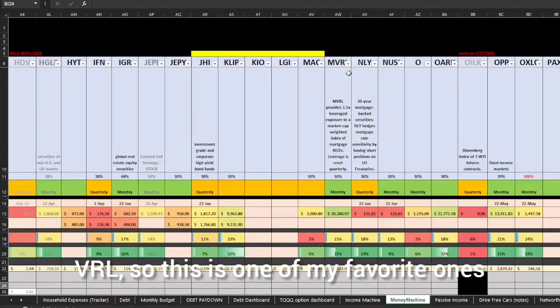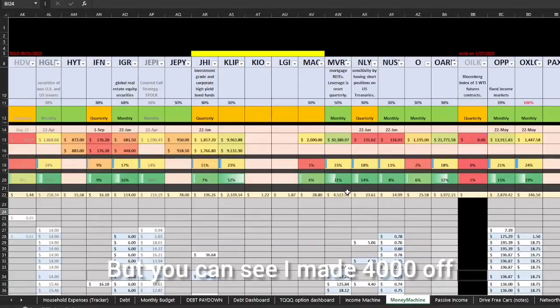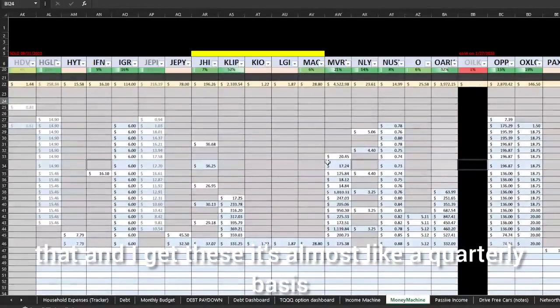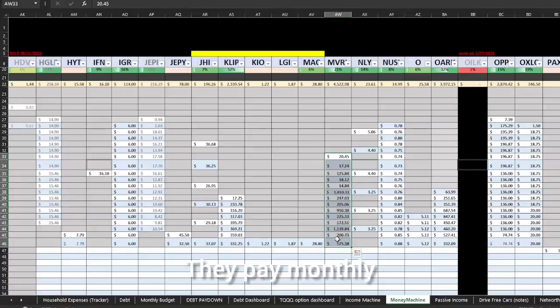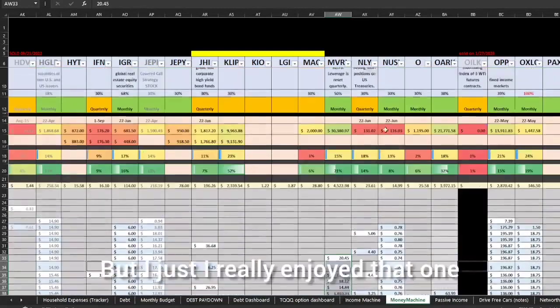VRL. So this is one of my favorite ones. This is another real estate based one. But you can see I made $4,000 off that, and I get these. It's almost like a quarterly basis. They pay monthly, but their high distributions are on the quarters. But I really enjoyed that one.